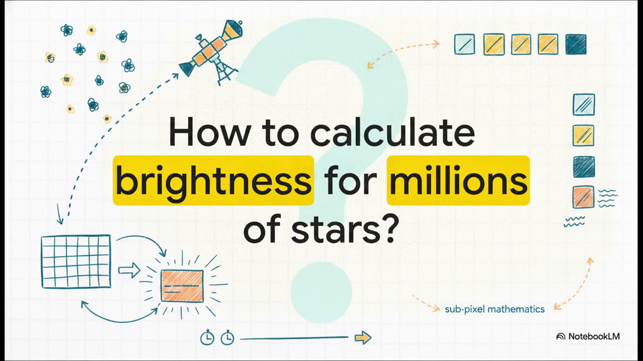But wait, this brings us to a massive computational roadblock. How in the world does STIPS calculate the exact brightness of every single individual pixel for millions of simulated stars across that giant 18 detector array? I mean, we're talking about a staggering volume of data here. If the software takes too long to calculate how light spreads for just one star, simulating an entire galaxy would take lifetimes. So the software engineers had to get really clever and employ some serious subpixel mathematics.